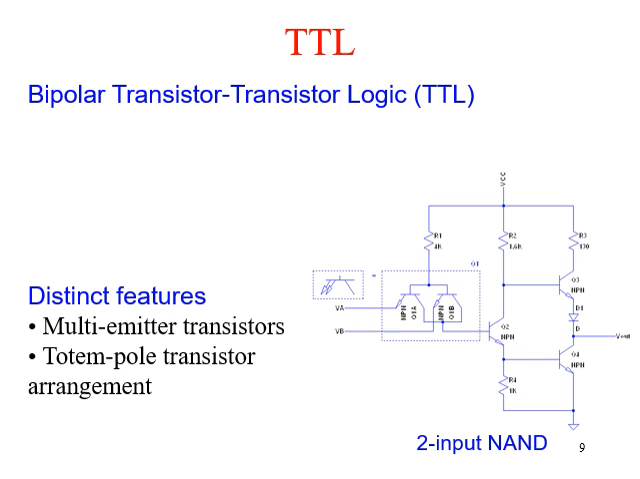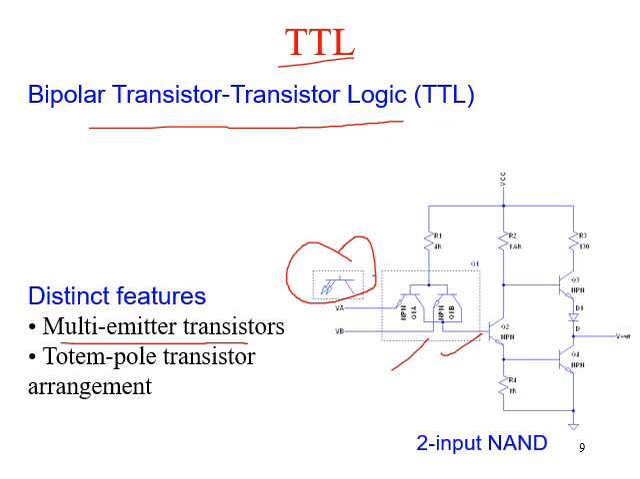So the next type of family is the TTL. TTL is basically bipolar transistor logic. As you can see in the diagram here, we have several transistors in this. This is an example of a TTL two input NAND gate. Now, there are certain features in this circuit you have to observe. There are multiple emitter transistors present. We can use multiple emitter transistors like this. So there are two emitters in this. Then we have a totem pole transistor arrangement that can be viewed from here. Here there is a transistor, here there is a transistor, and a diode in between these two transistors. This will help in forming the totem pole transistor arrangement.